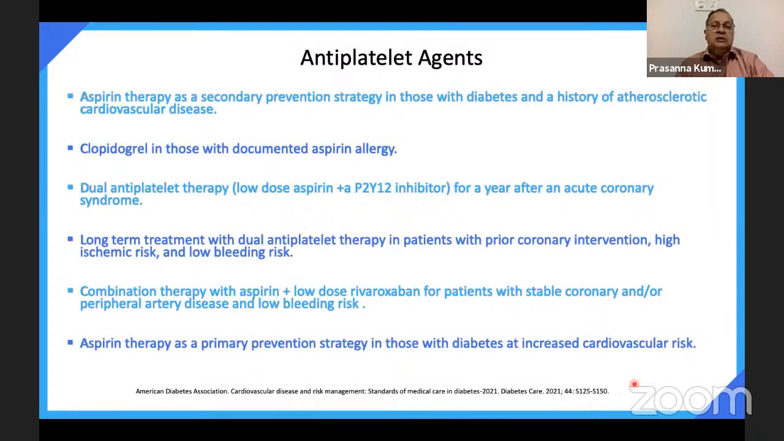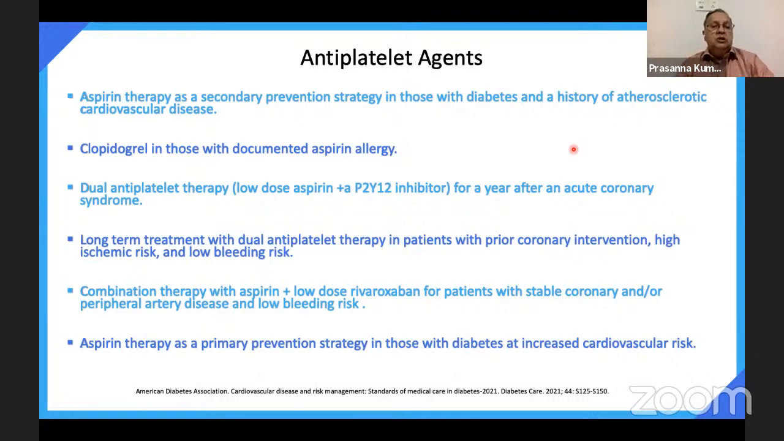Coming to the last thing, antiplatelet agents. Previously, they said every diabetic should be put on aspirin or antiplatelet therapy like clopidogrel. Now, aspirin therapy as a secondary prevention strategy, for those with diabetes and history of atherosclerotic cardiovascular disease. Clopidogrel in those with documented aspirin allergy. So aspirin should be used in those who have atherosclerotic heart disease or very high risk, not everybody. Clopidogrel is not the first choice. If the patient cannot tolerate aspirin, then you can use clopidogrel.